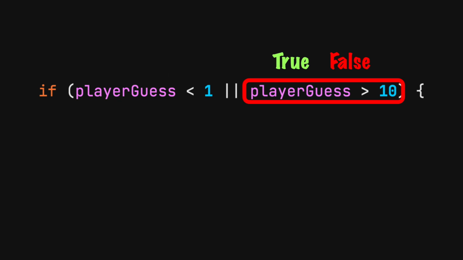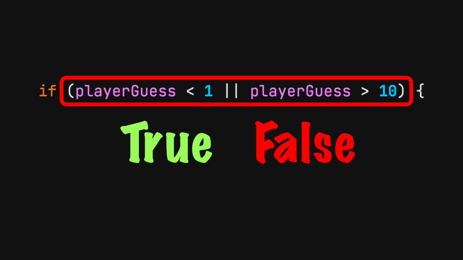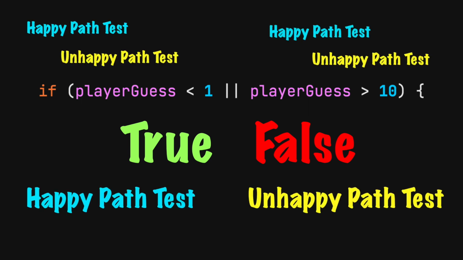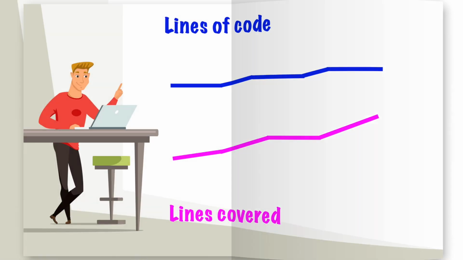Each condition can be true or false. The entire decision can be true or false. The opportunity exists for several happy and unhappy path tests. As an added benefit, these tests will improve the code coverage report.